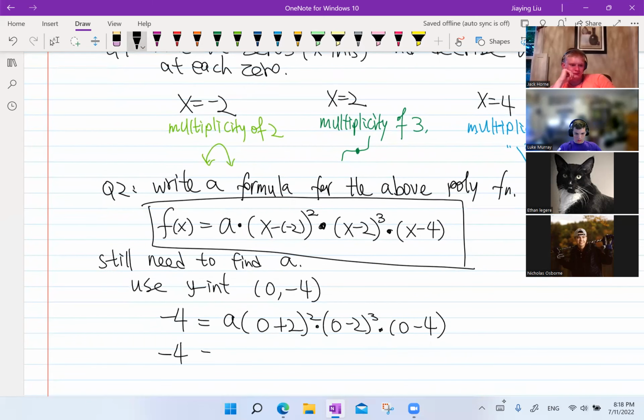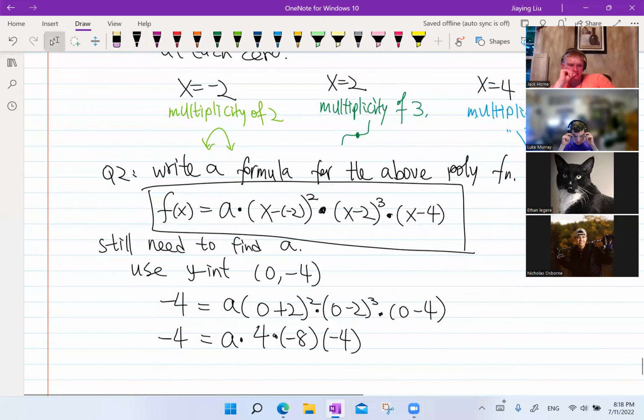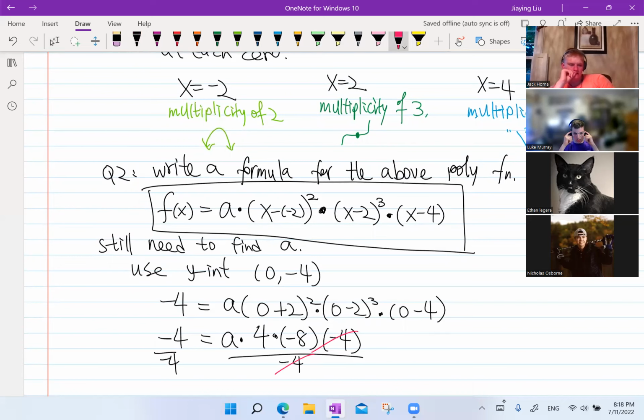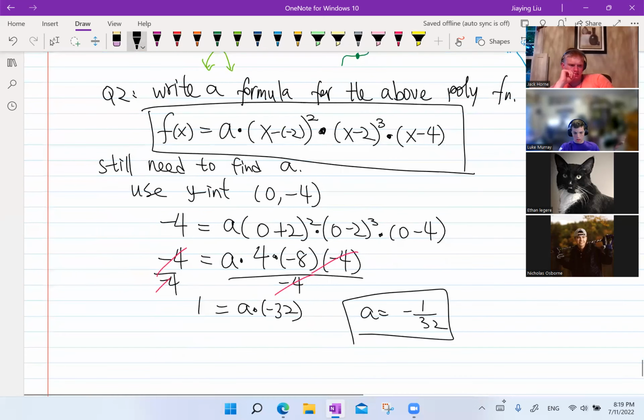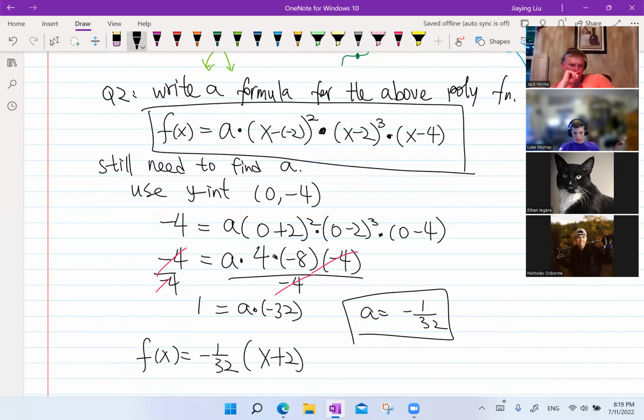And if we are careful, we get negative 4 equals a times 2 squared is 4, and then negative 2 cubed is negative 8, and then negative 4. And it looks like we can divide by negative 4 on both sides. So that negative 4 cancels on the right side, and we end up with 1 on the left side. So we get 1 equals a times negative 32. So a equals negative 1 over 32. So now we put it back into the function, so we get f of x equals negative 1 over 32, parentheses x plus 2, that's x minus negative 2, squared, times (x minus 2) cubed, times (x minus 4). So this is the formula.